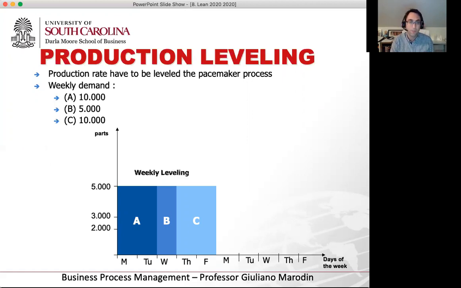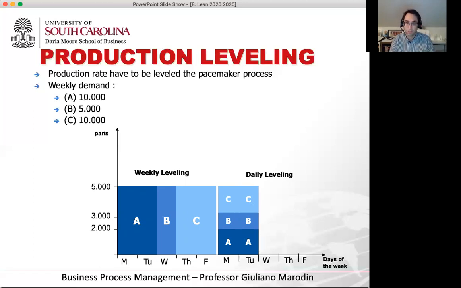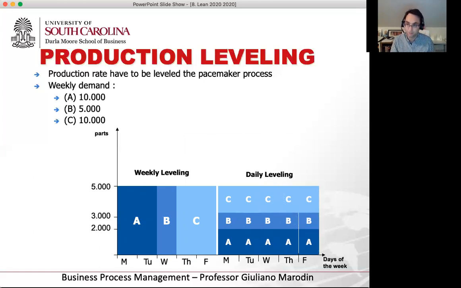production leveling. Okay, and another option will be the same 5,000, but instead of doing every product every week, I do every product every day. So every day I do A, B, and C. So I have to do 2,000 A, 1,000 B, 2,000 C, right? So it's kind of the same logic over and over again. And this is what we call a daily leveling, right? So I'm doing every product every day.